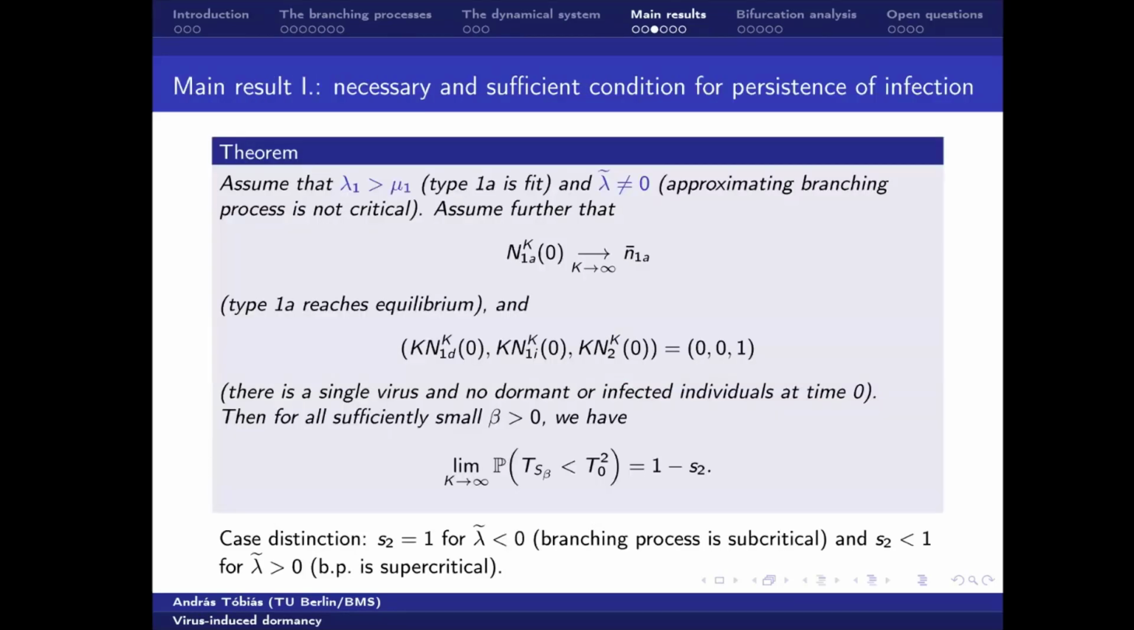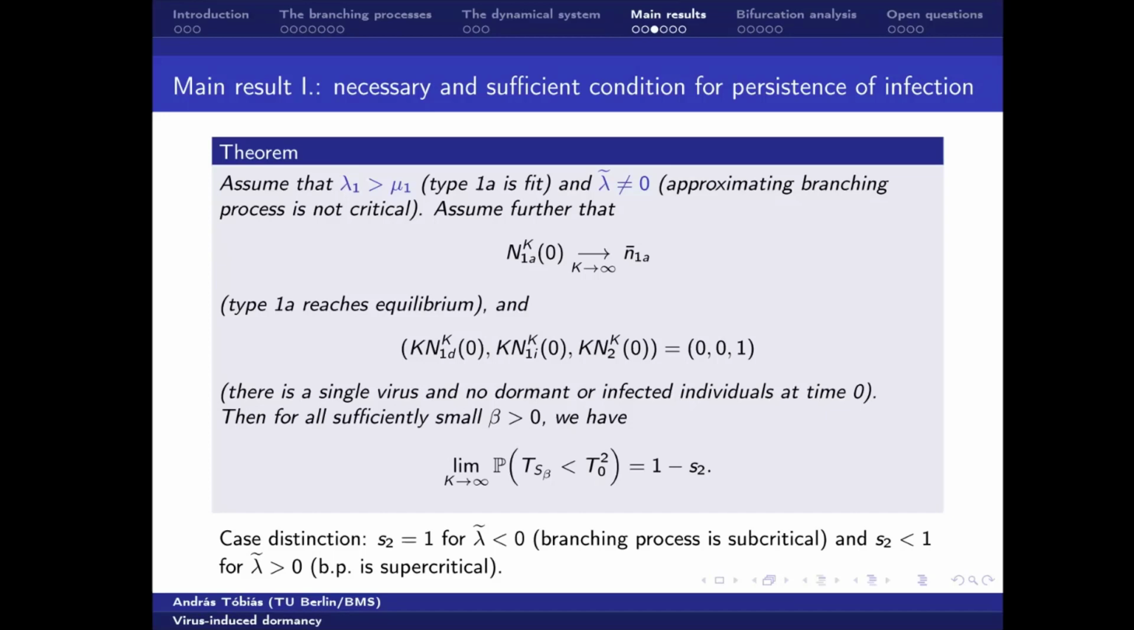Okay, so now we can state the results. So assume that lambda 1 is greater than mu1, so type 1A is fit on its own, and lambda tilde is not equal to 0. So we don't look at the case when the approximating branching process is exactly critical. It should be either subcritical or supercritical. And then let's assume that at time 0, the active population size divided by K converges to this equilibrium M1A bar. And we just have 0 dormant individuals, 0 infected individuals, and 1 virus at time 0.